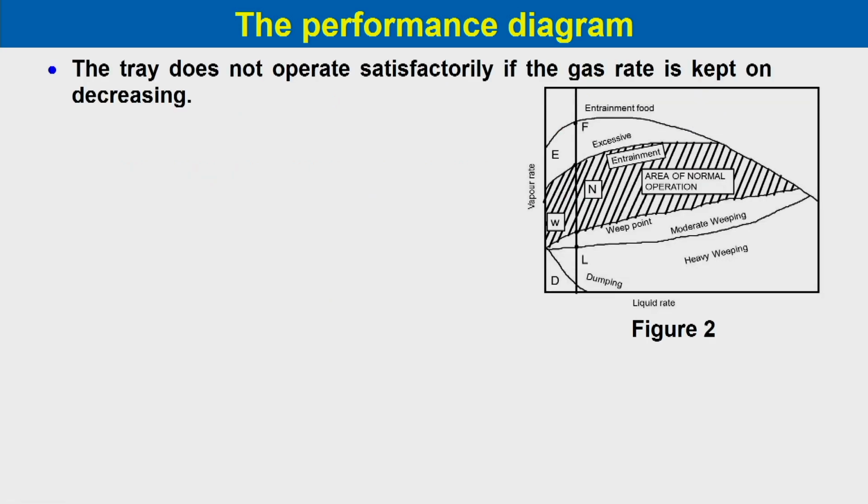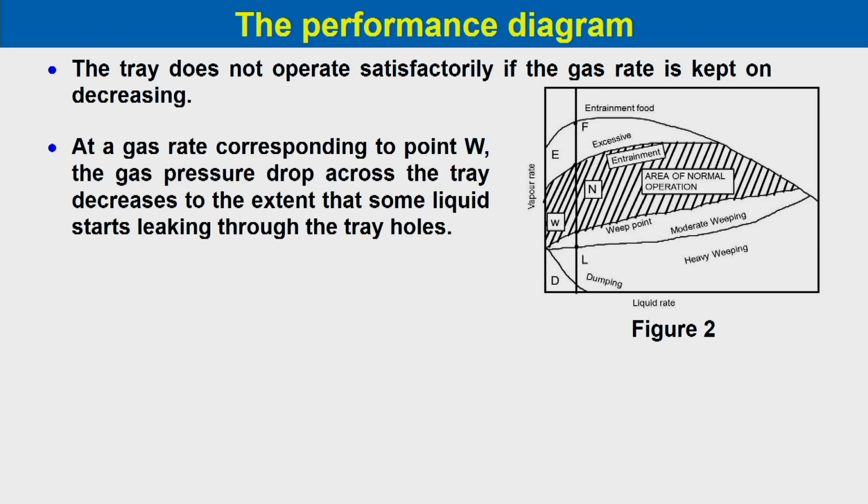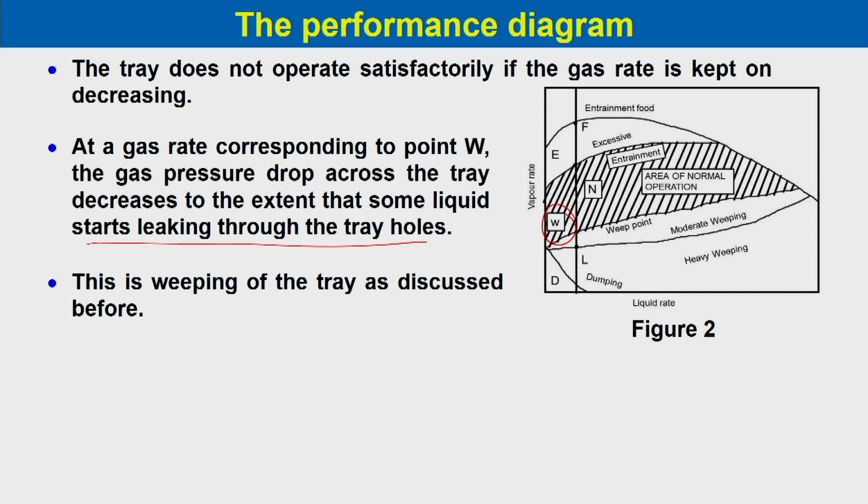The tray does not operate satisfactorily if the gas rate is kept on decreasing. Now, if we decrease the gas rate, what happens? Let us see. At a gas rate corresponding to point W over here, the gas pressure drop across the tray decreases to the extent that some liquid starts leaking through the tray holes. If that happens, then we have weeping.